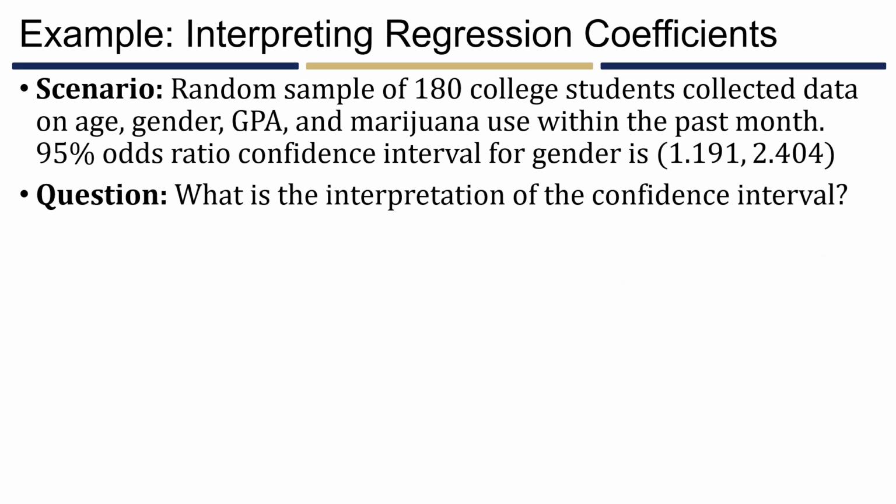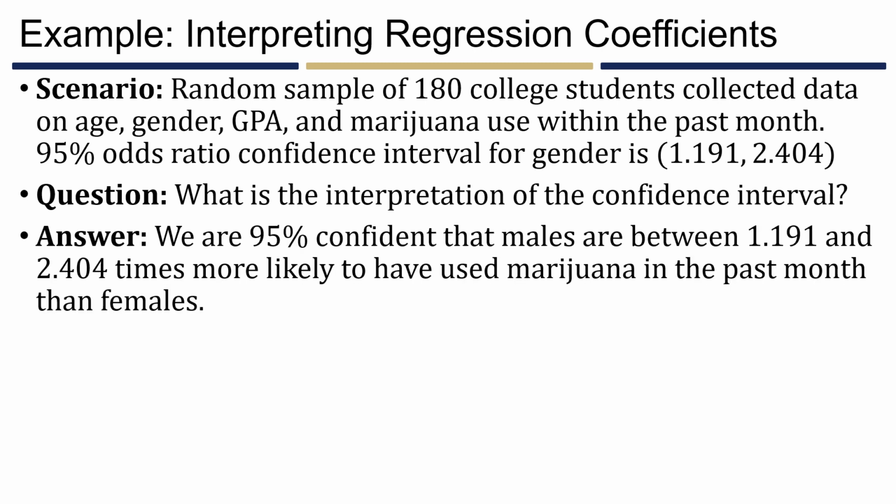So let's talk a little bit about the confidence interval for this odds ratio. What we can say for the interpretation is that we are 95% confident that males are between 1.191 and 2.404 times more likely to have used marijuana within the past month compared to the females.